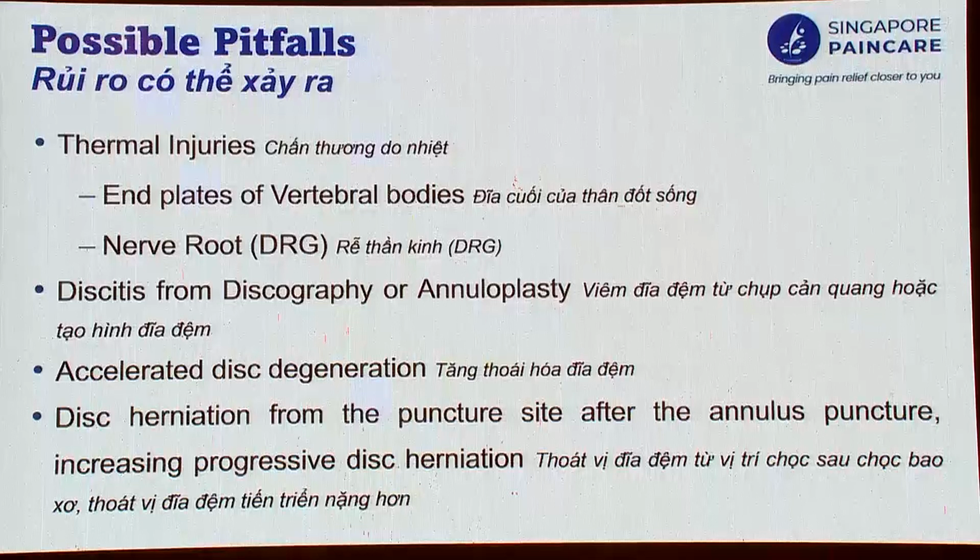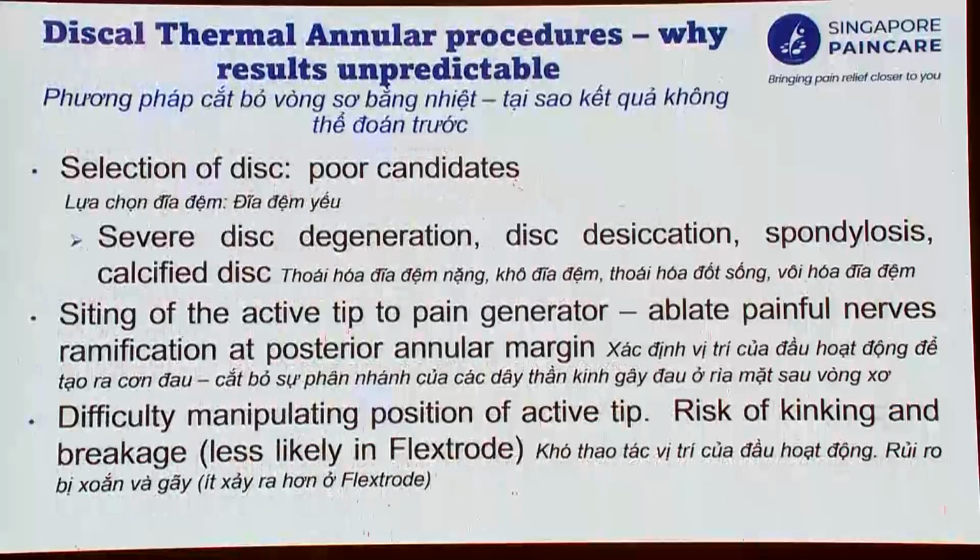So I generally will tell my students that if you have to do annuloplasty, you maximum allow yourself to have 2 attempts. By the second attempt, and you keep attempting it, and you keep poking into that area, you will have greater and greater disc degeneration, and there's an even possibility of a herniation.